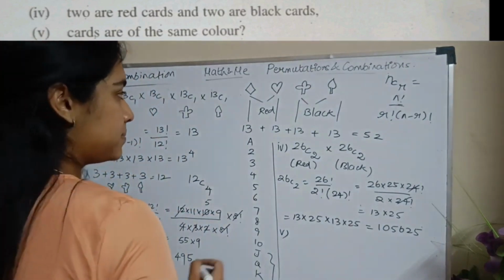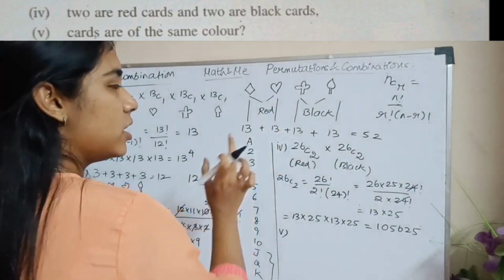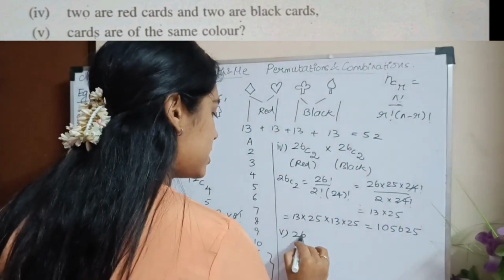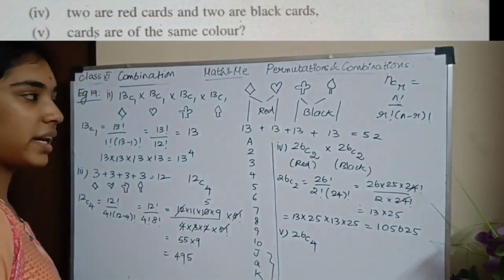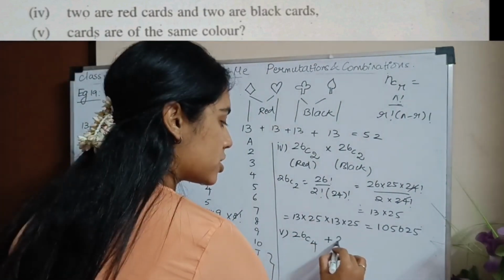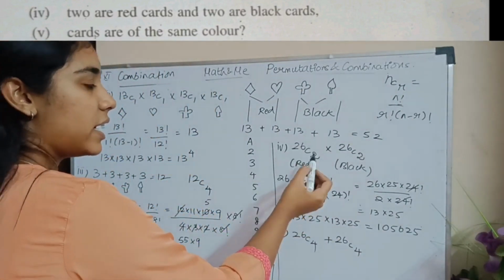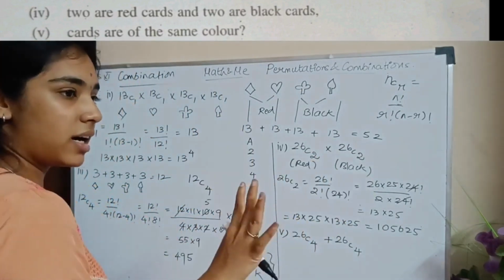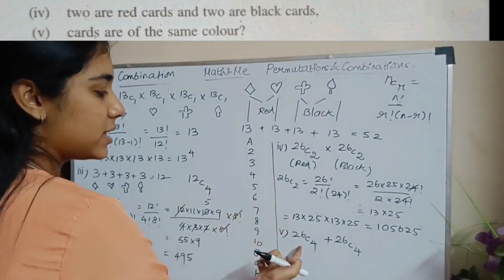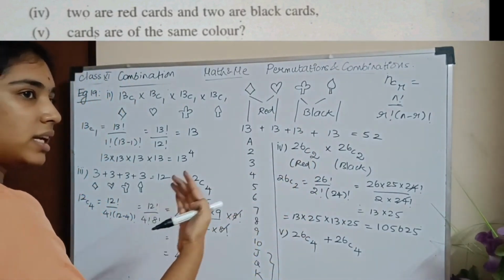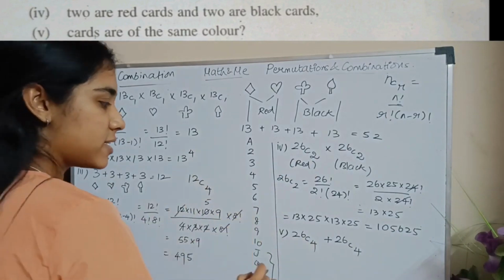Same color na enna? I can either have red or black. So I am choosing 4 cards from my red, or I can choose 4 cards from my black. Okay, it is quite different. இந்த இடத்துல 2 red 2 black, 4 கார்டுல 2 red 2 black. இந்த இடத்துல 4 கார்டுமே red இல்ல 4 கார்டுமே black. Okay, so that is the difference.